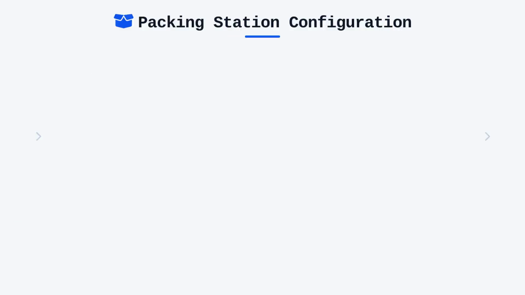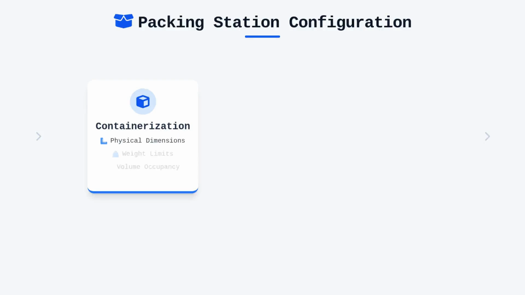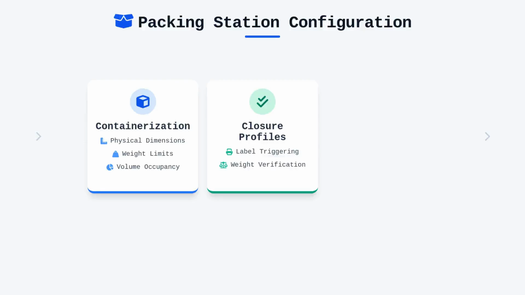Once the picks are completed, the focus shifts to the packing station, which is where the physical containerization process happens. Configuring packing stations involves establishing container types, which define the physical dimensions and weight limits that the system uses to calculate volume occupancy. You will also encounter closure profiles, which dictate the behavior of the system when a container is considered finished, including whether to print labels or trigger specific weight verification tasks.